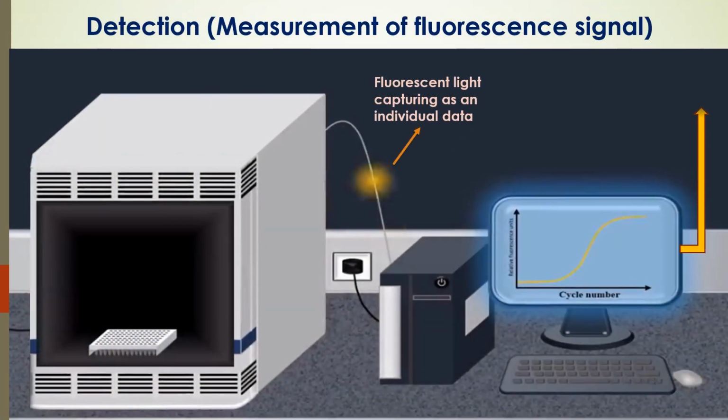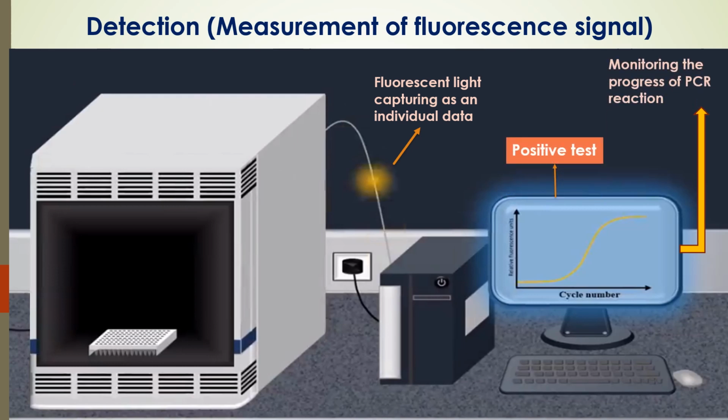Fluorescent light is captured as individual data. This method is known as real-time PCR, which allows the monitoring of the progress of PCR reaction.